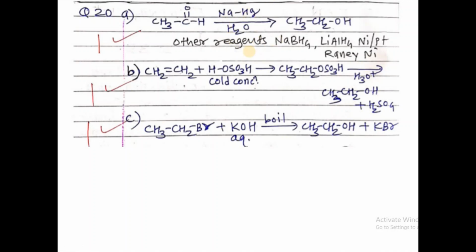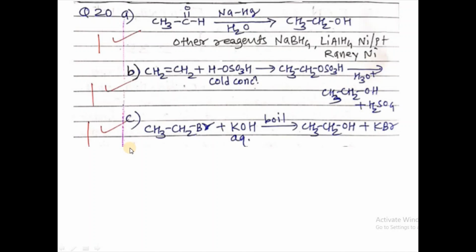And another is ethene with cold and concentrated H2SO4. First ethyl hydrogen sulfate is formed, and when it is treated with H3O+, CH3CH2OH is formed and H2SO4 is regenerated. This is also having 1 mark.